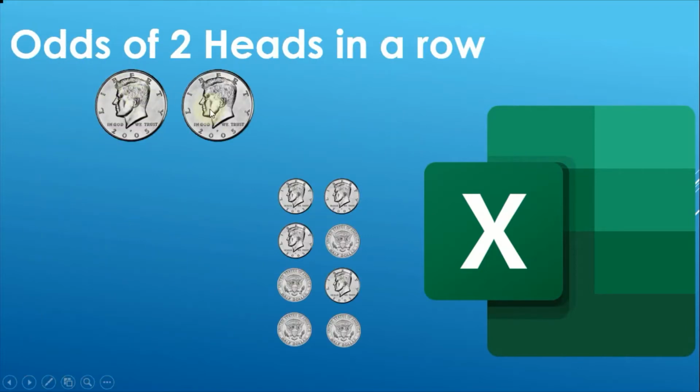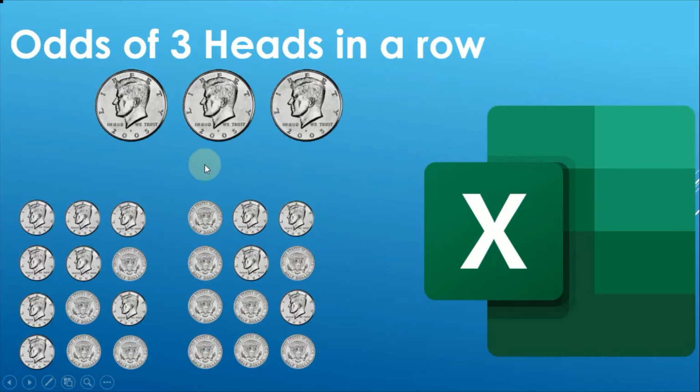Okay, so the odds of 2 heads in a row. You want to get heads, heads, and this is the outcome, and these are the possibilities. You can see here, there's 1 outcome and 4 possible combinations of heads and tails. Again, 1 and 4. So what's the odds of 3 heads in a row? There's 1 outcome, and these are all the different possibilities: 1, 2, 3, 4. So there's 8 possibilities. So you have a 1 in 8 possibility of throwing 3 heads in a row.